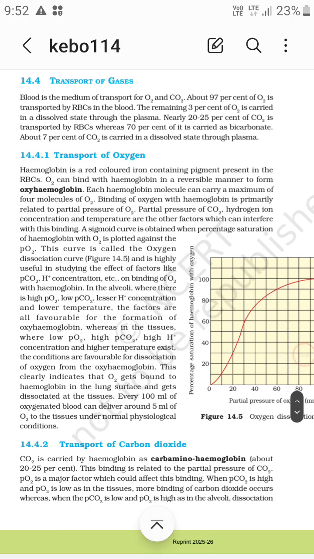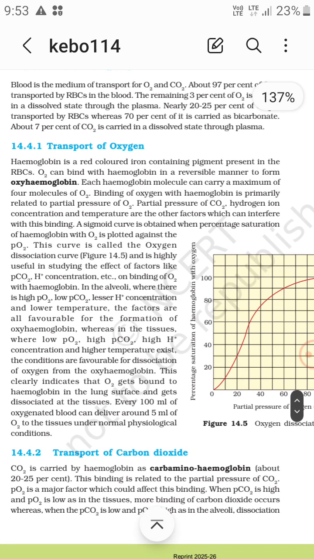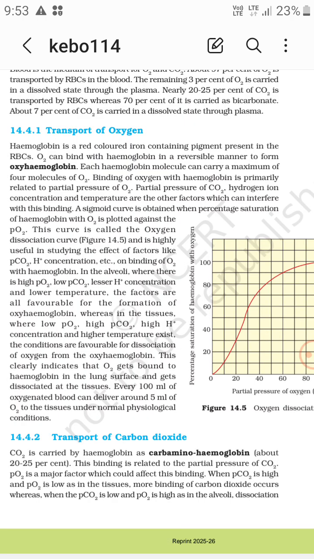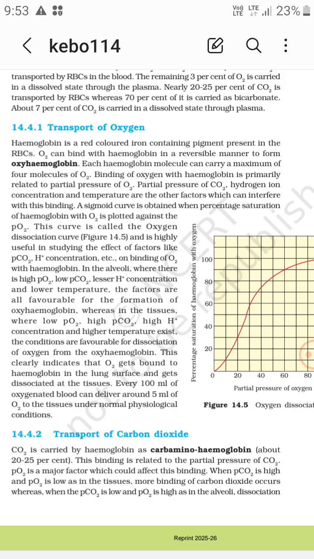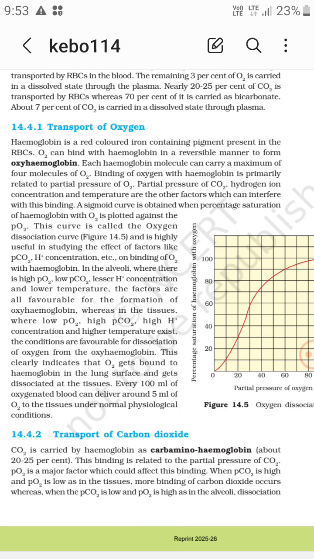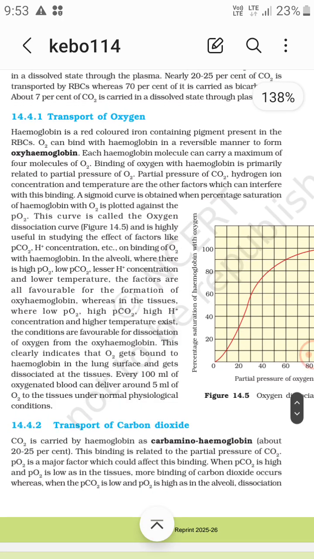Now the transport of oxygen. Hemoglobin is a red color iron-containing pigment present in the RBCs, right? O2 can bind with hemoglobin in a reversible manner to form oxyhemoglobin. It forms oxyhemoglobin, but when there are factors which are not favorable, it gets dissociated. Each hemoglobin molecule can carry a maximum of 4 molecules of O2, so 8 atoms.